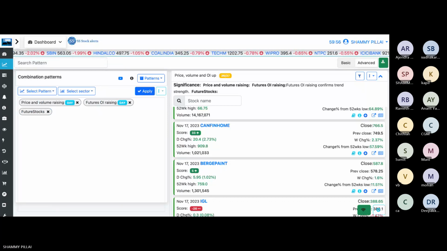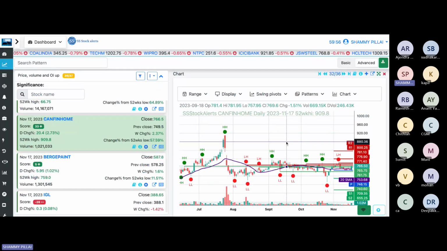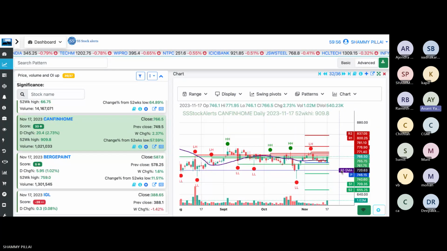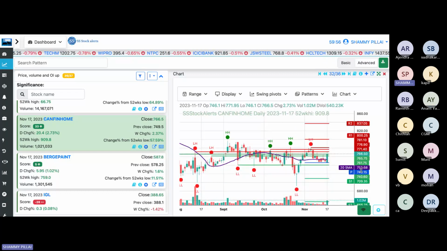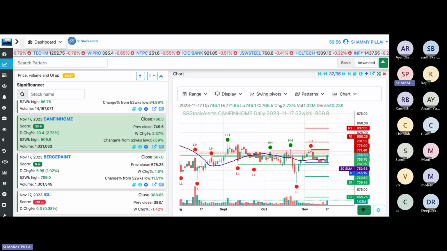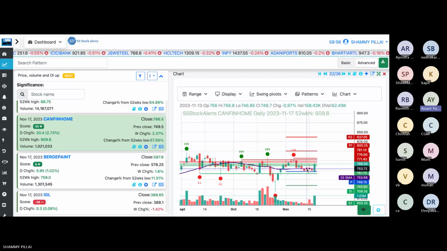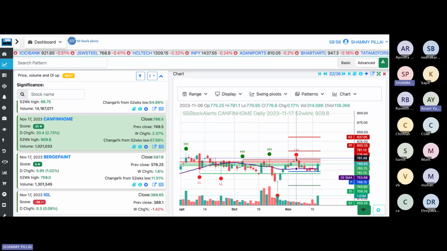Anything in this? Little bit on Can Fin Homes. It seems you have taken a position in Can Fin Homes. Have you taken the position? Yes, I have taken. A trader, if he repeatedly asks about one stock, has taken the position. Now look at this. It is consolidating at the bottom, so it can move up very fast. Hold your positions. Thanks. And above 781, a new breakout.